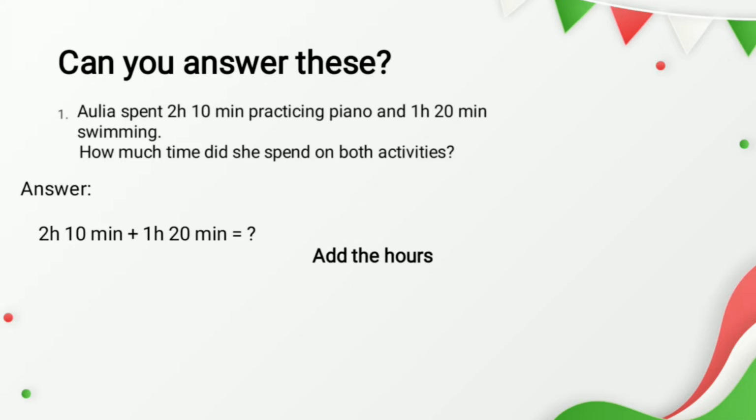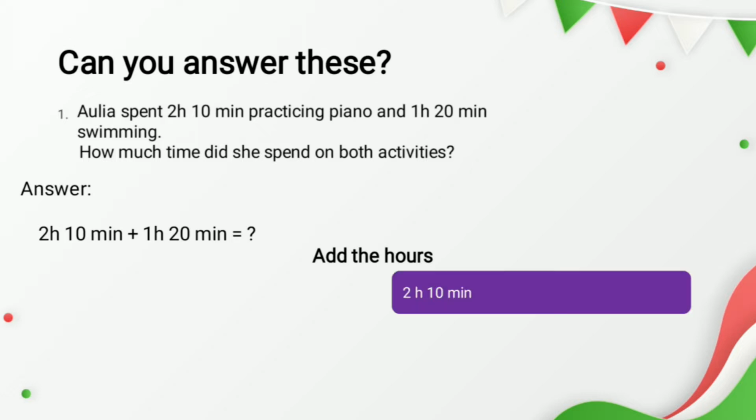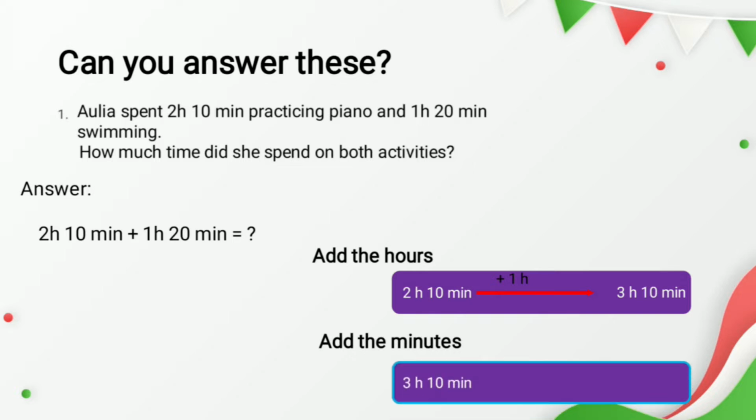Step 1. Add the hours. 2 hours 10 minutes plus 1 hour equals 3 hours 10 minutes. Step 2. Add the minutes. 3 hours 10 minutes plus 20 minutes equals 3 hours 30 minutes. So the answer, she spent 3 hours 30 minutes on both activities altogether.